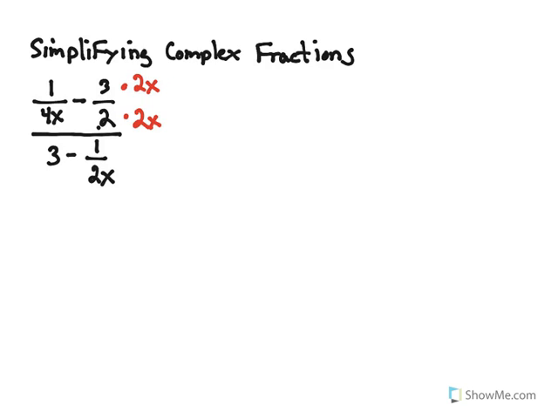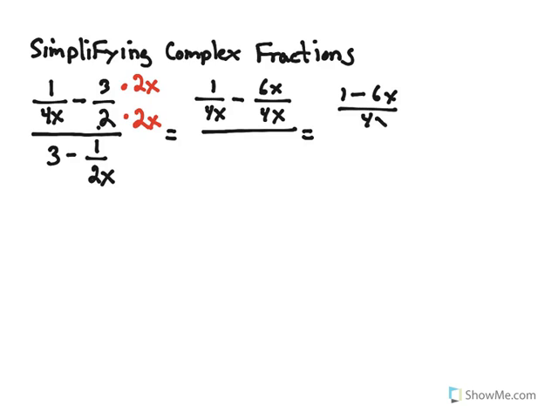Okay, and I'm going to do the same to the top. What you do to the bottom, you do to the top. So that's going to simplify to 1 over 4x minus, and then 3 times 2x, that's just going to give me 6x over 4x. Okay, and now both denominators are identical, and we can write that as one fraction because the denominators are now identical. So that's just going to be 1 minus 6x over 4x.